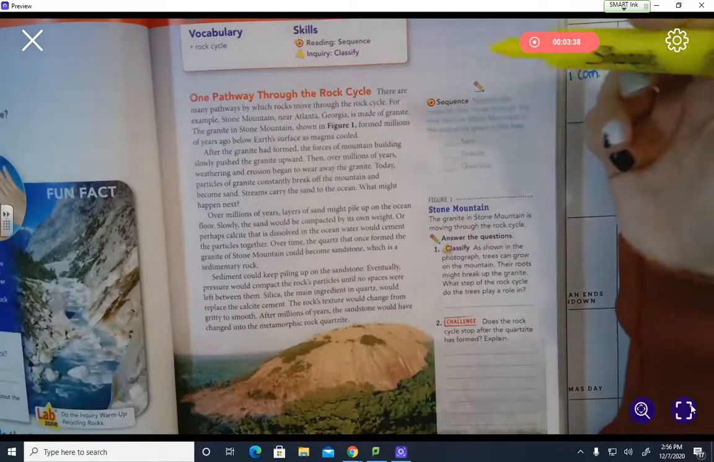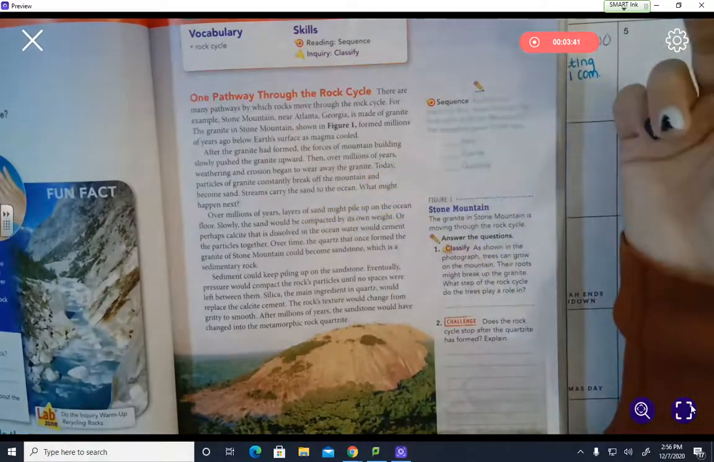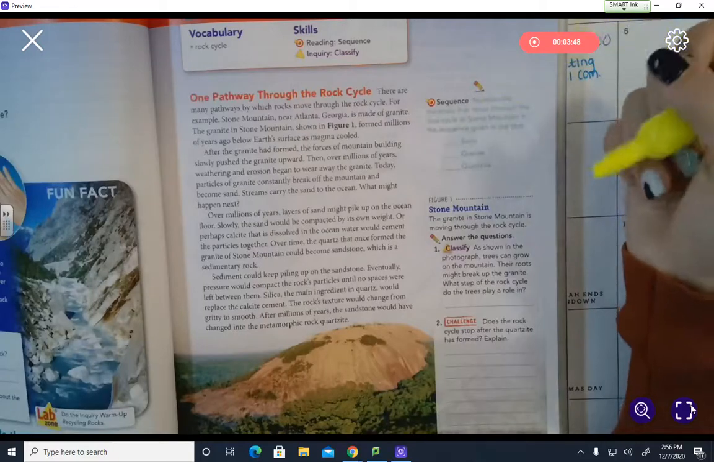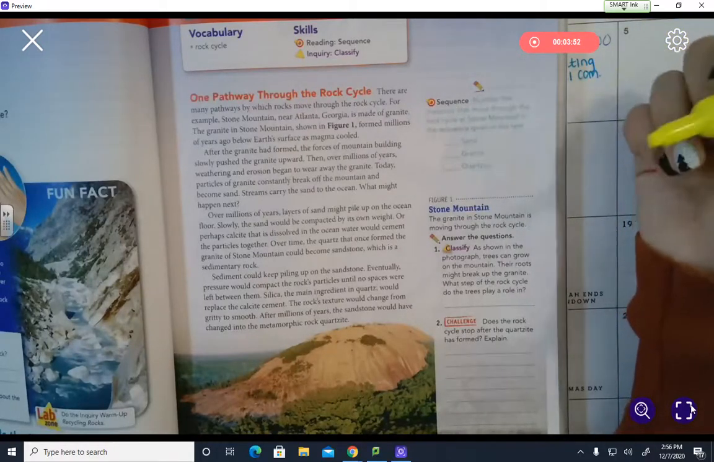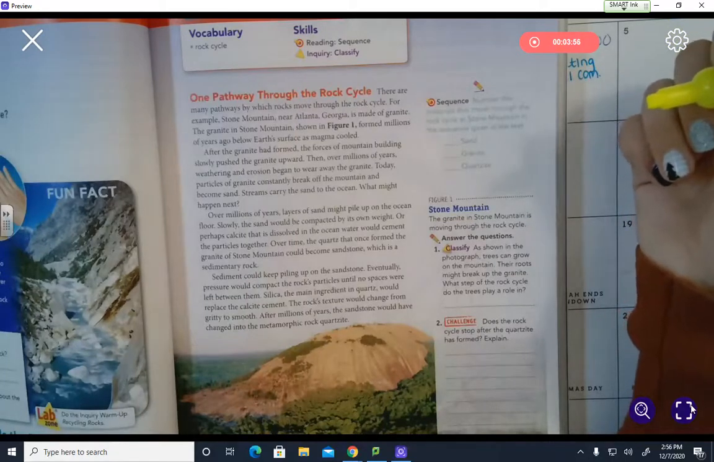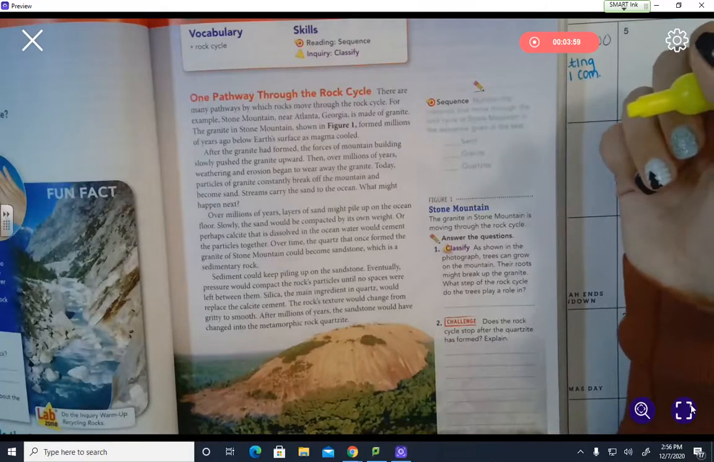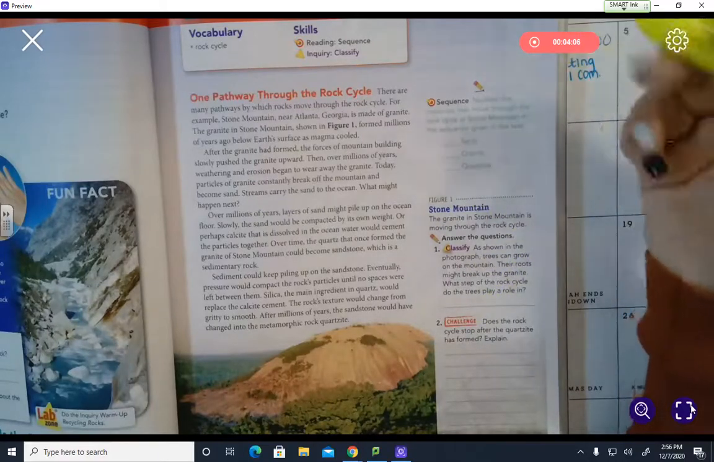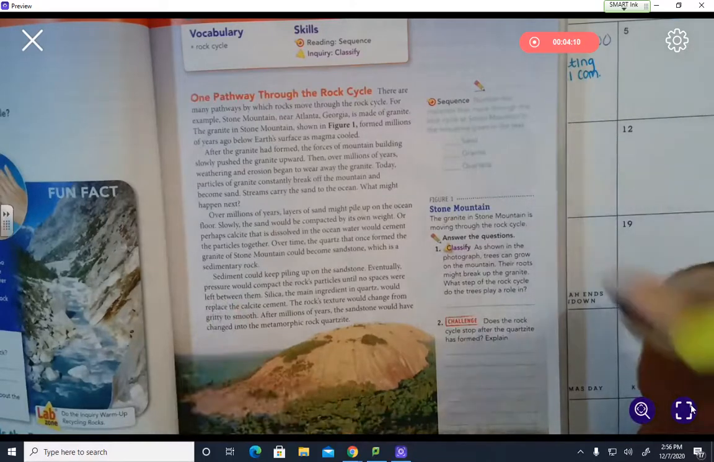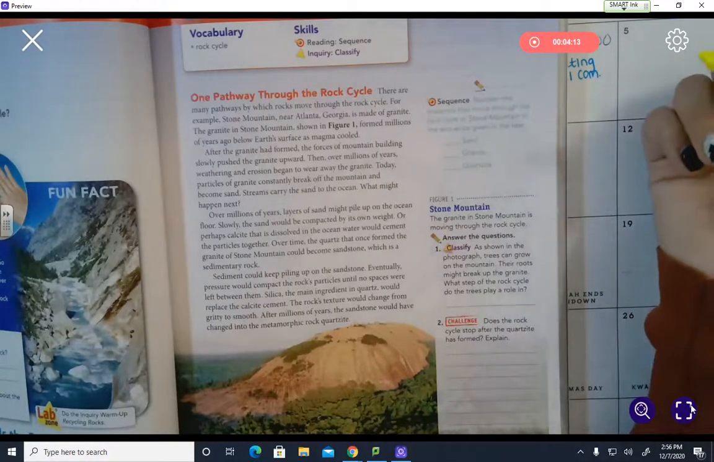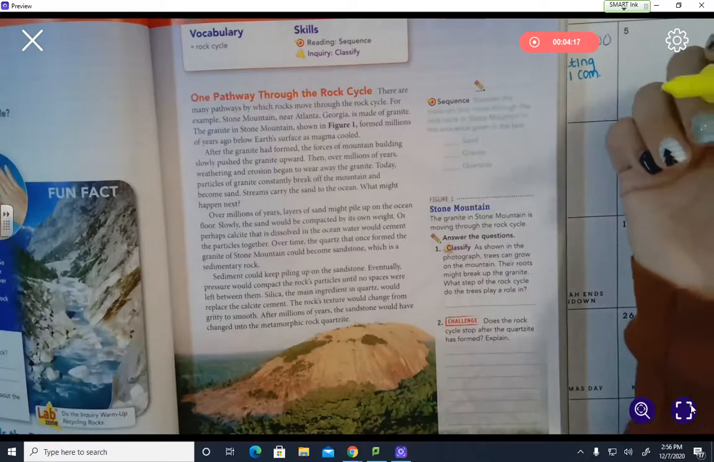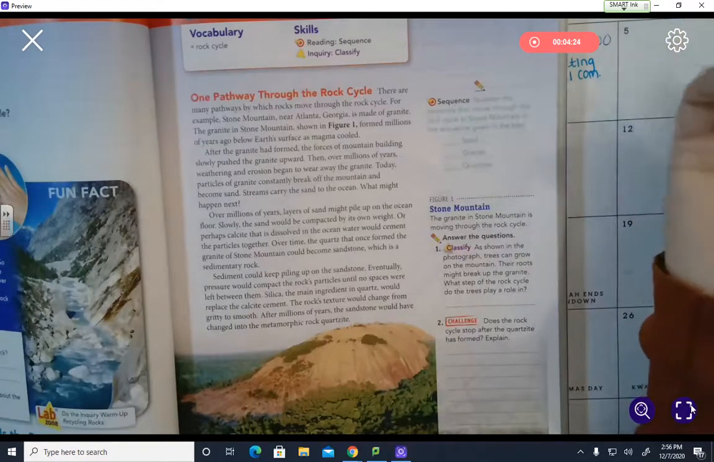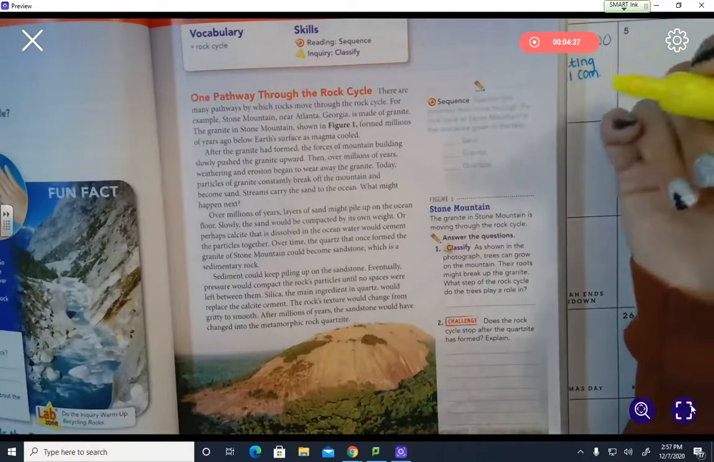Over millions of years, layers of sand might pile up on the ocean floor. Slowly, the sand will become compacted by its own weight, or perhaps calcite that is dissolved in the ocean would cement the particles together. Over time, quartz that once formed the granite of Stone Mountain could become sandstone, which is sedimentary rock. Sediment kept piling up on the sandstone. Eventually, pressure would compact the rock's particles until no spaces were left between. Silica, the main ingredient in quartz, would replace the calcite cement. The rock's texture would change from gritty to smooth. Over millions of years, the sandstone would change into the metamorphic rock quartzite.